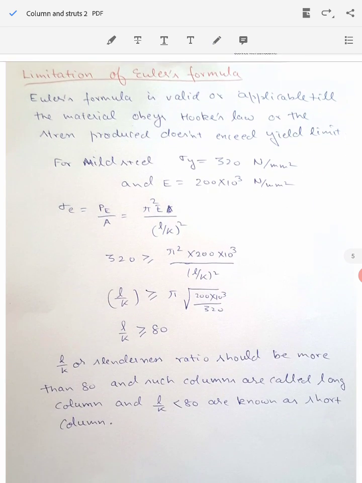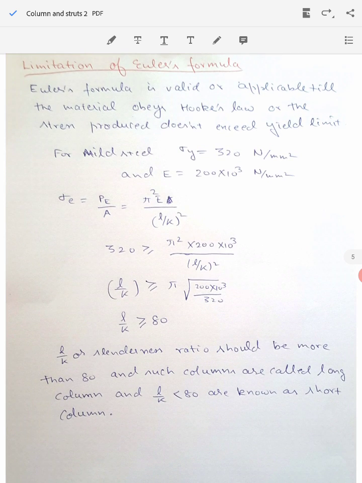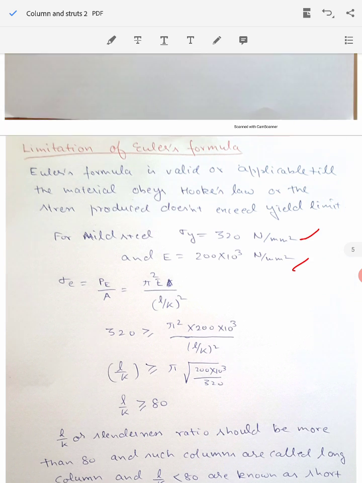Now let's look at the limitation of Euler's formula. While deriving Euler's formula, we made the assumption that the stress is proportional to strain, or the material obeys Hooke's law. That means the stress being produced does not exceed the yield point limit for compression. For mild steel, the yield point limit for compression is 320 Newton per millimeter square, and we know that Young's modulus for mild steel is 200 into 10 to the power 3. So if we take our formula for the crippling load, or PE, that is pi square EA divided by l by k whole square, this is our formula for the crippling load.